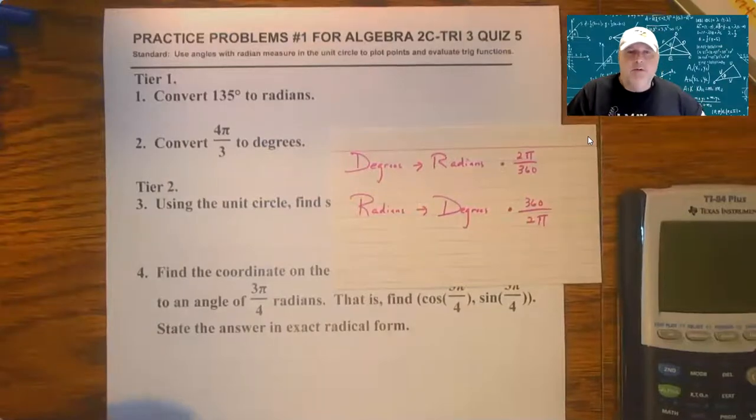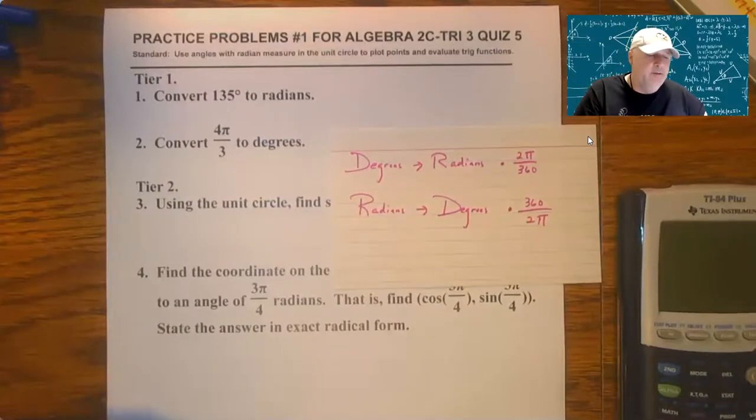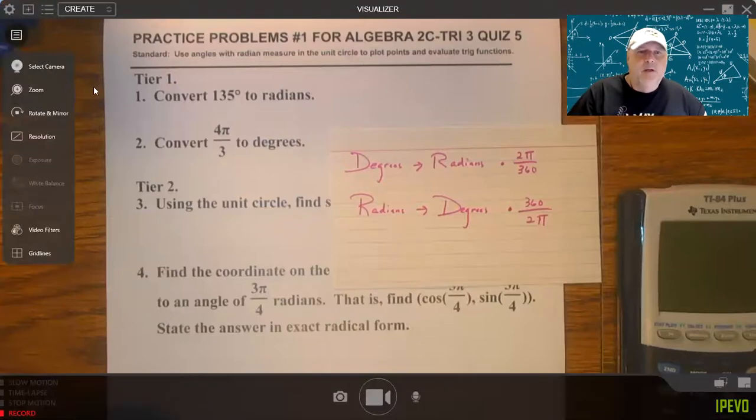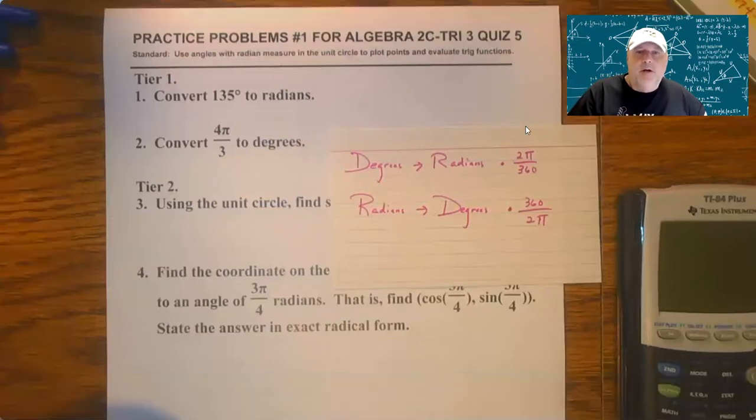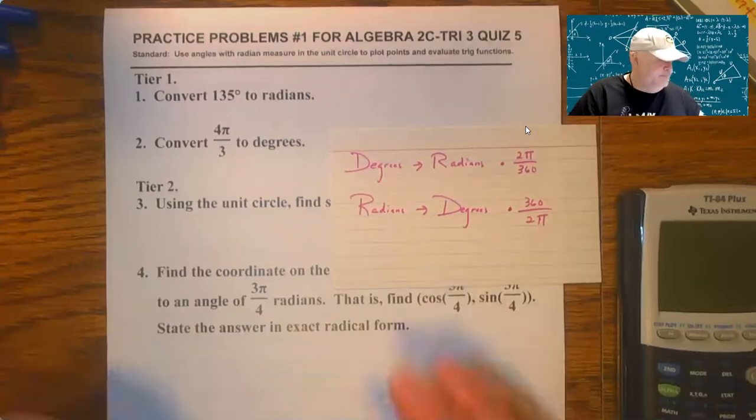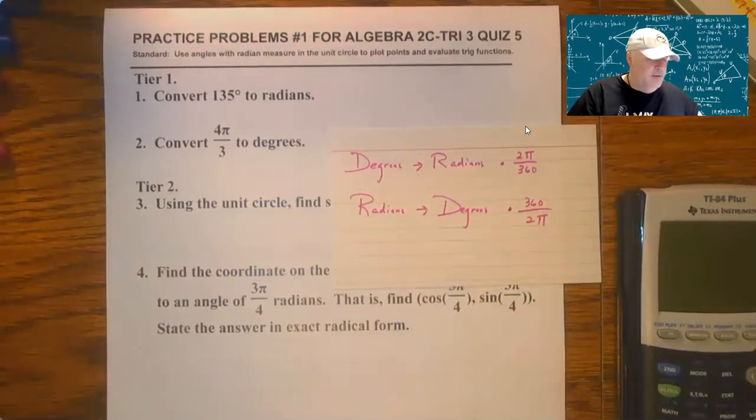These are the solutions for the first practice quiz for quiz 5 in the third trimester of Algebra 2. So on 1 and 2, you want to use these conversion factors.